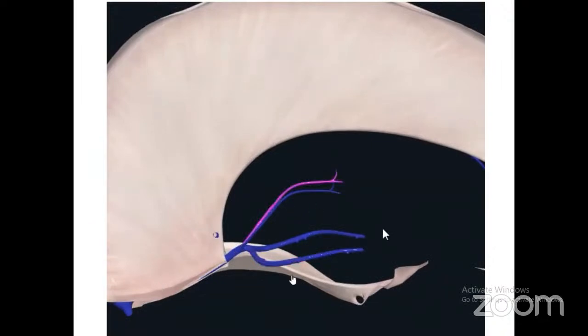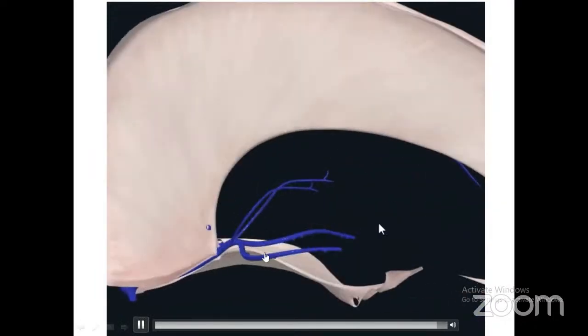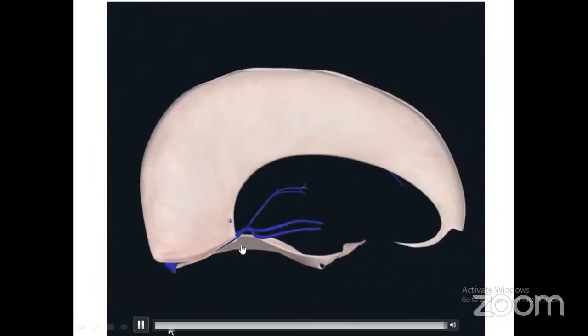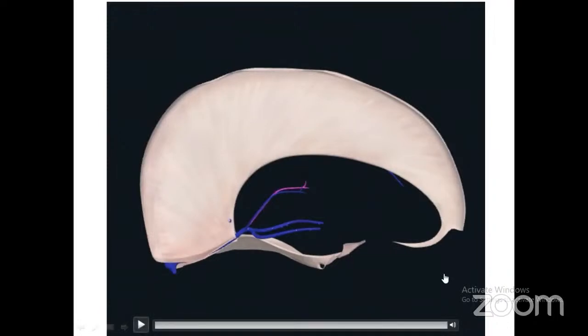So you can notice there, it is draining the thalamostriate veins and these internal cerebral veins. They drain the thalamus and deep part of the cerebral cortex. That is how you see the inferior sagittal and straight sinus.